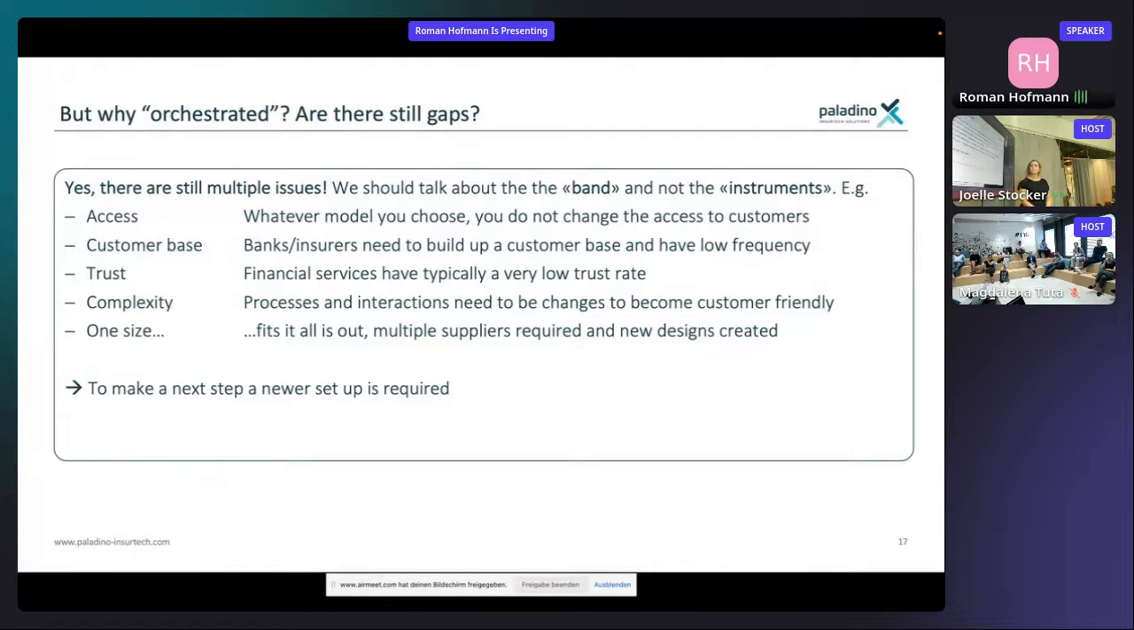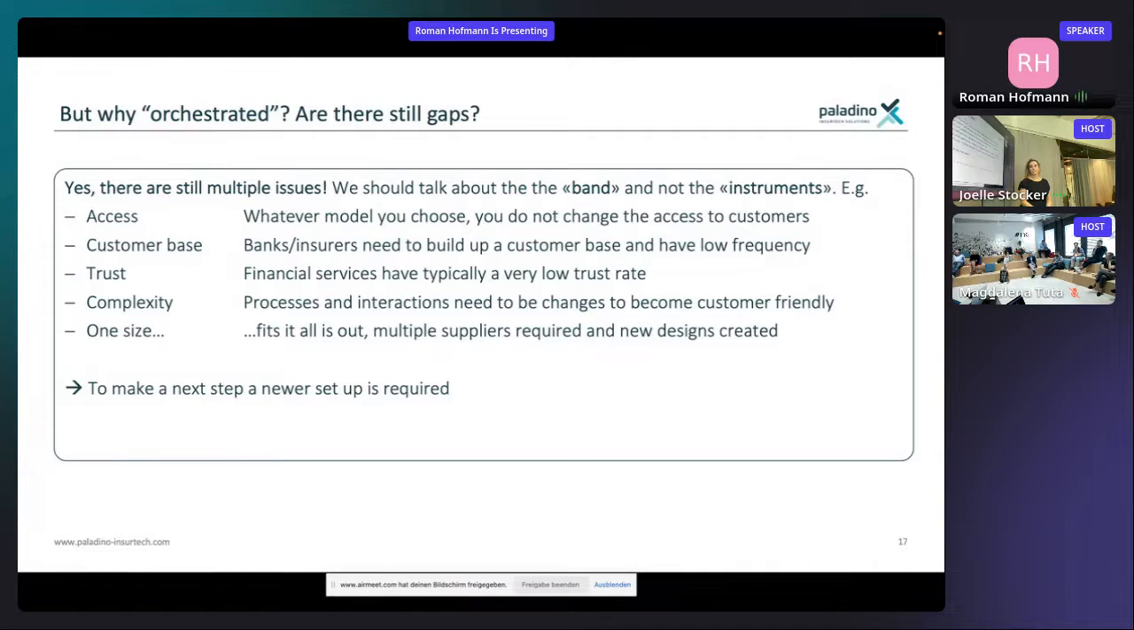In the traditional world, even embedded means we are still talking just about the collaboration between two companies. It's always focused on the two companies, so I'm talking about instruments in a band and not about the band. So we have to play together. We need orchestration of the different instruments to have, at the end, one song and not 20 instruments each playing a different song. We have to have one song, and they need to play together.